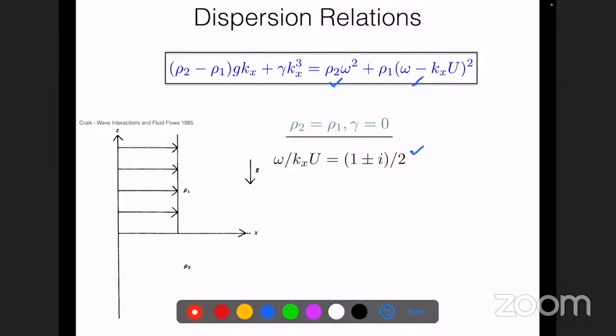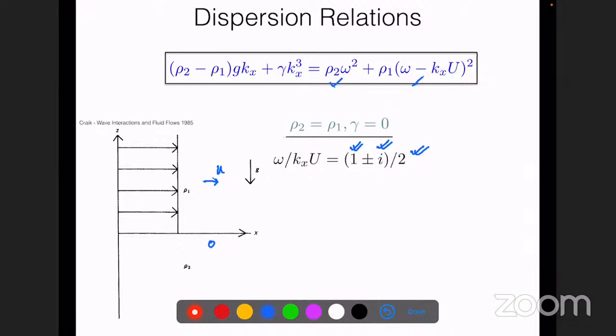When you solve that quadratic equation, you find that ω by kU is equal to 1 plus or minus i, all over 2. Now this immediately has two features. One, the growth rate is found because there's an imaginary part of omega which is non-zero, and that tells you the mode is going to grow in time. So this is your first signature of an instability, which you can work out when you have two streams flowing past each other. Now, the speed with which it moves is half, and that's because the top layer is moving with velocity U, the bottom layer is at rest. So the unstable mode is going to propagate with a speed that is the average of the two layers.